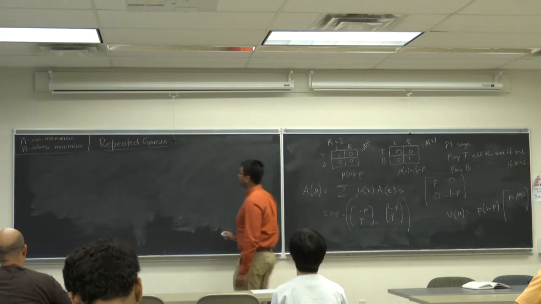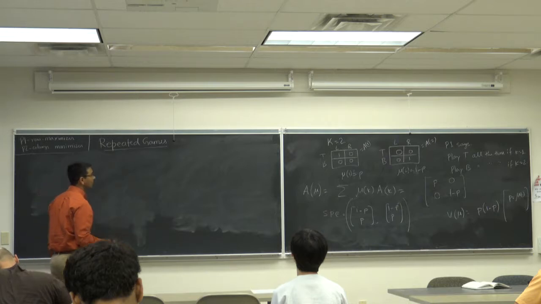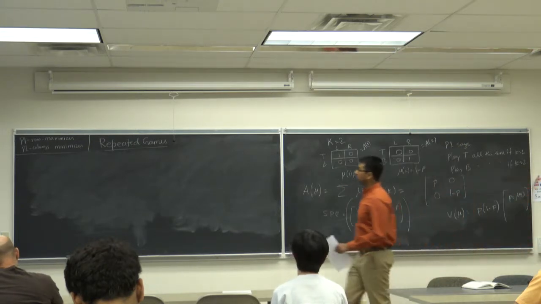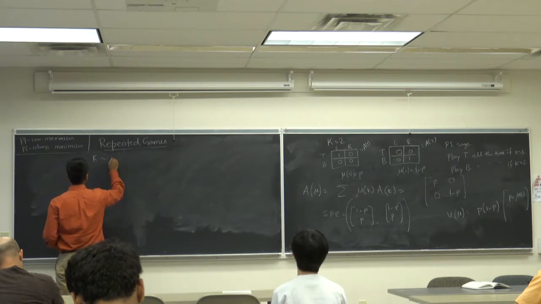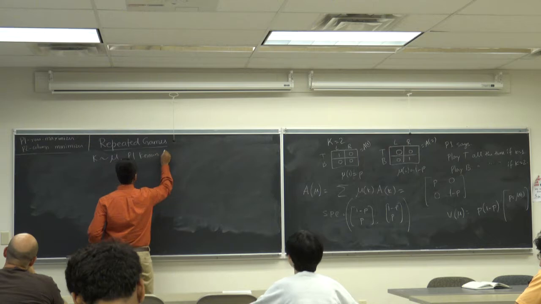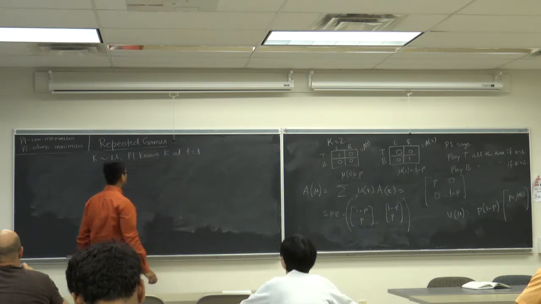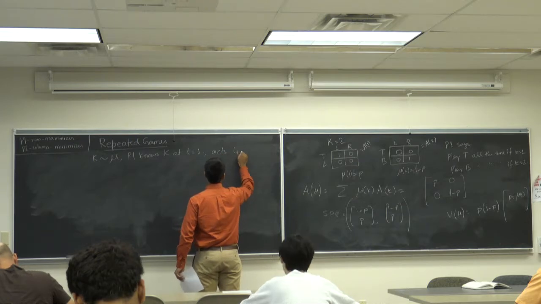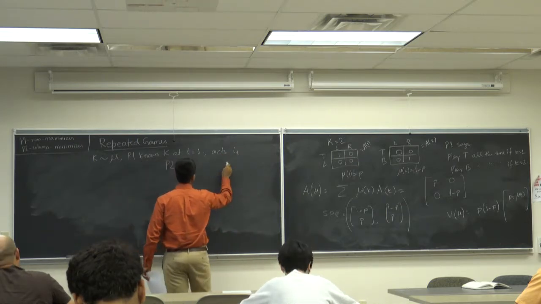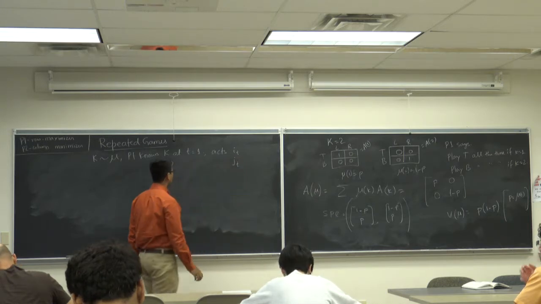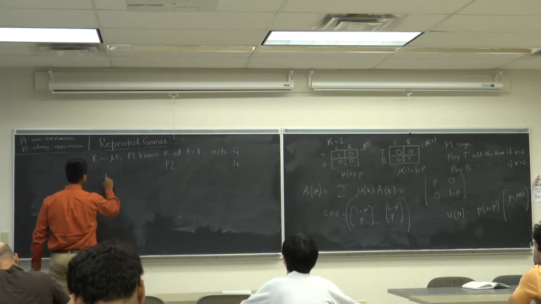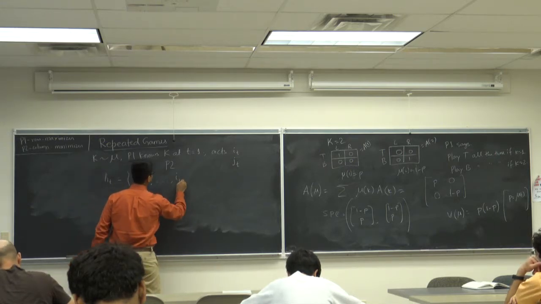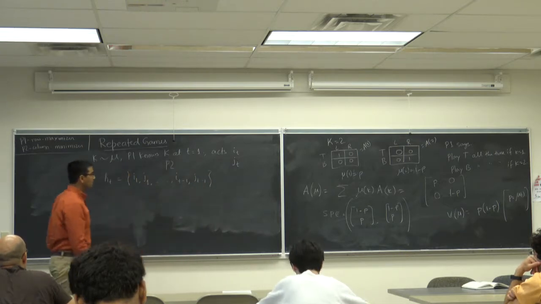Okay, so what's the setting for repeated games? K is distributed according to mu. P1 knows K at t equals to 1. Okay, player 1's action is IT. So let's say acts IT. P2 doesn't know. Okay, so P2's action is JT. Okay, and the history that player 1 and player 2 have at time t is I1 J1 up to IT minus 1 JT minus 1. Okay, so that's the history of action.